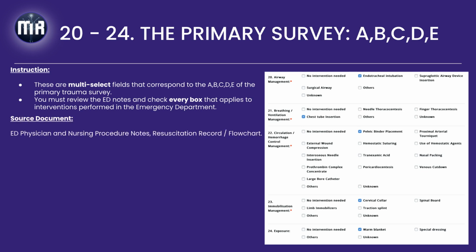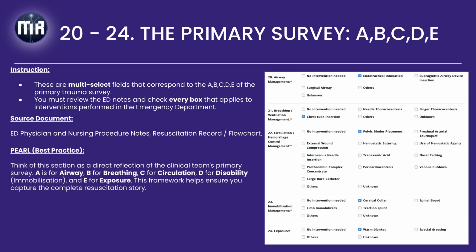You must carefully review the ED physician and nursing notes, or the resuscitation record, and check every single box that applies to an intervention performed in the ED. Let's walk through the clinical correlation, which is the pearl, or best practice, for this section. Field 20, Airway Management, corresponds to A for airway. Field 21, Breathing/ventilation management, corresponds to B for breathing. Field 22, Circulation/hemorrhage control management, corresponds to C for circulation.